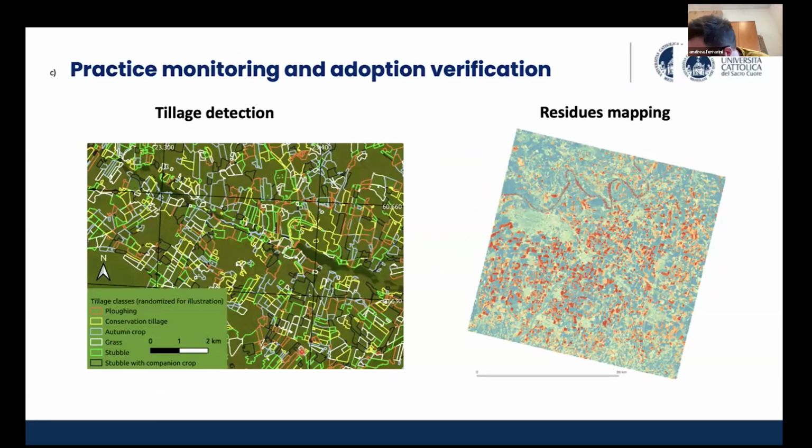Did you get this kind of detection from the satellite image or from the model itself, remote sensing? No, this is an output of a Sentinel-1 based operational processing chain. We use Sentinel-1 imagery to detect and classify the tillage events.